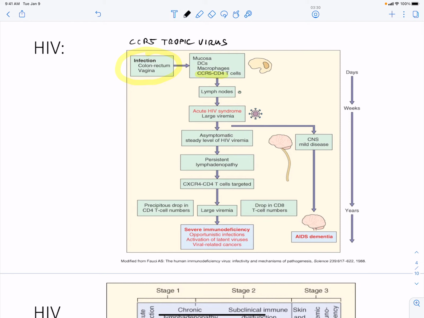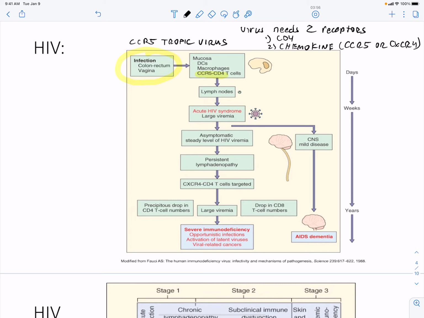So the virus needs two receptors. One is going to be the CD4, and two is a chemokine. And it's going to be either CCR5 or CXCR4. And so in the mucosa, CCR5 is the dominant chemokine, so it's thought that the CCR5 tropic viruses are going to be predominantly the ones that are going to be transmitted.